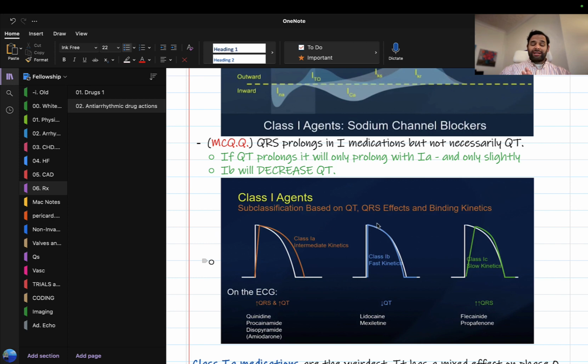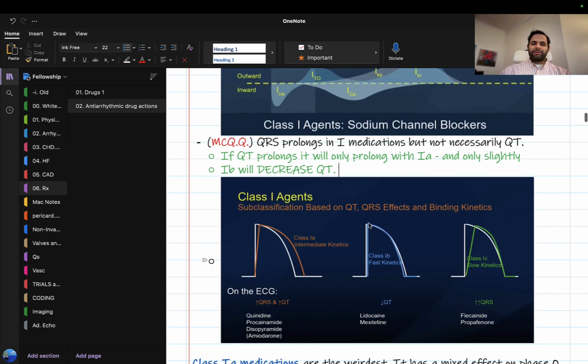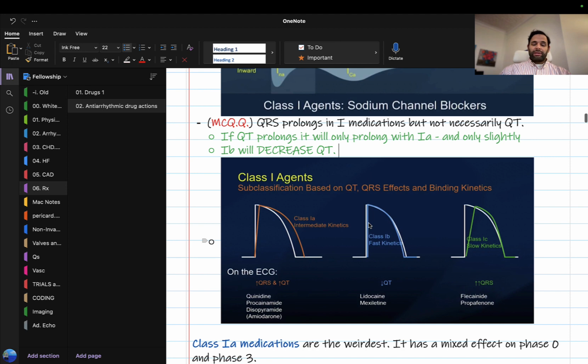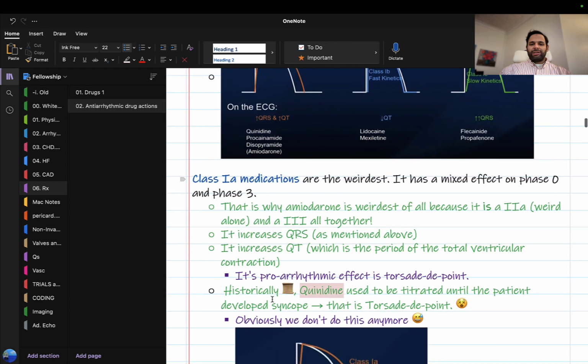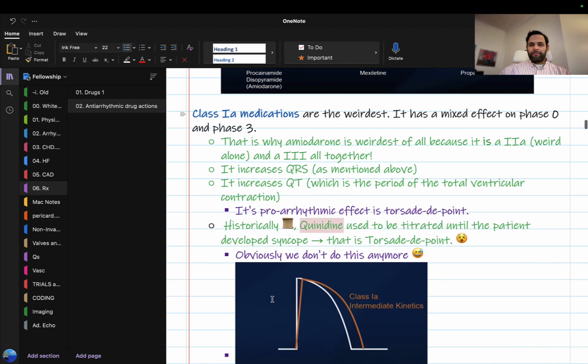and on the action potential duration, and that makes them an excellent choice for ischemia and structural heart disease, but mainly ischemia, active ischemic patients, the ones in the ICU, the ones who are not doing well. Class 1A medications are the weirdest. They have mixed effect on phase 0 and phase 3. That is why amiodarone is the weirdest of all of them, because it is a class 3, but it also classifies as a 1A medication. And so it's the weirdest altogether.